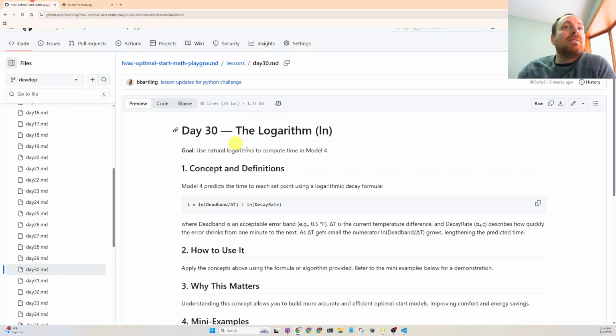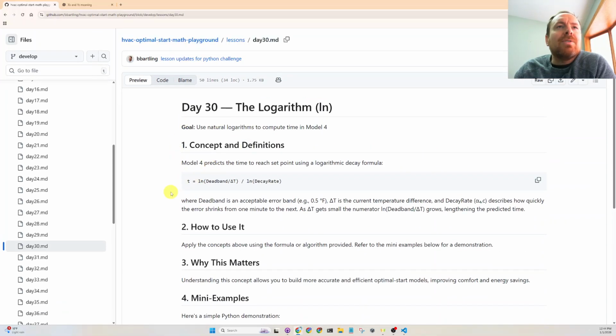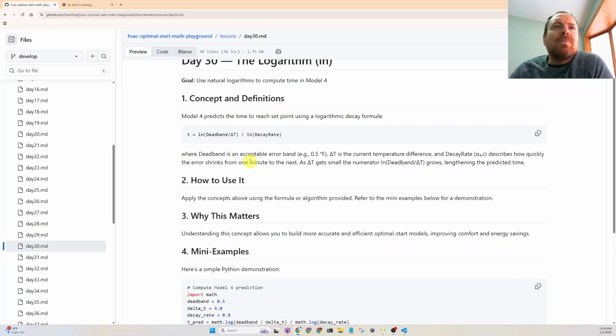So it looks like that was correct. It is kind of tempting to do the model day 30 one real quick. Why not? It doesn't look too hard. So let's just do day 30 in a row here, two in a row today. Model 4 predicts the time to reach set point using a logarithmic decay formula, where deadband is an acceptable error band.